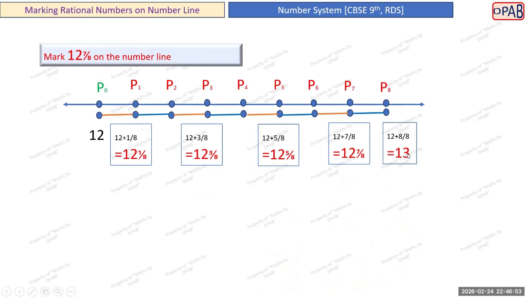So between 12 and 13, we have made 8 equal parts and the number we wanted is 7 by 8. 12, 7 by 8, which is 0.7. So after 12, if you are making 8 equal parts, you should mark this 7th point as 12, 7 by 8. This is how you have to learn how to mark any rational number on the number line.